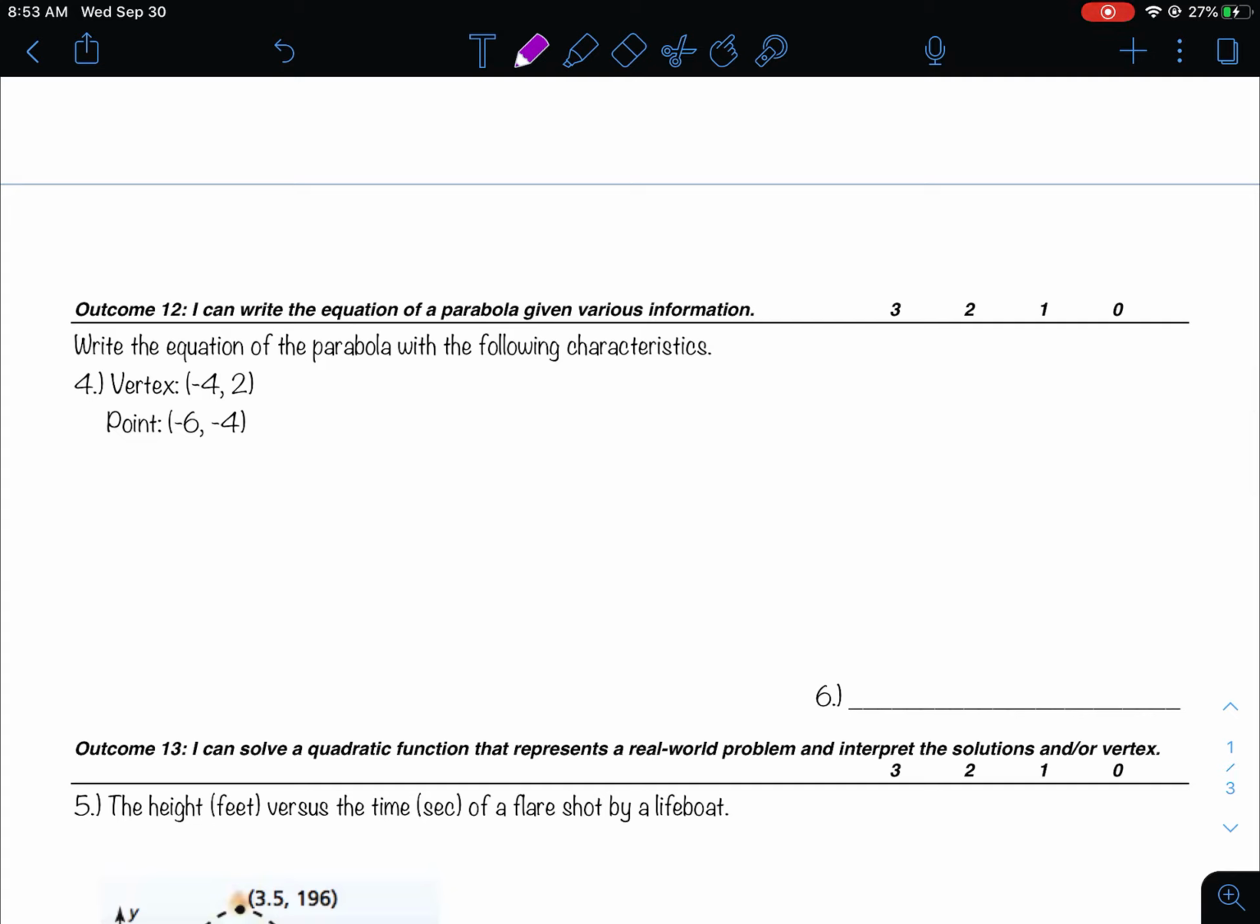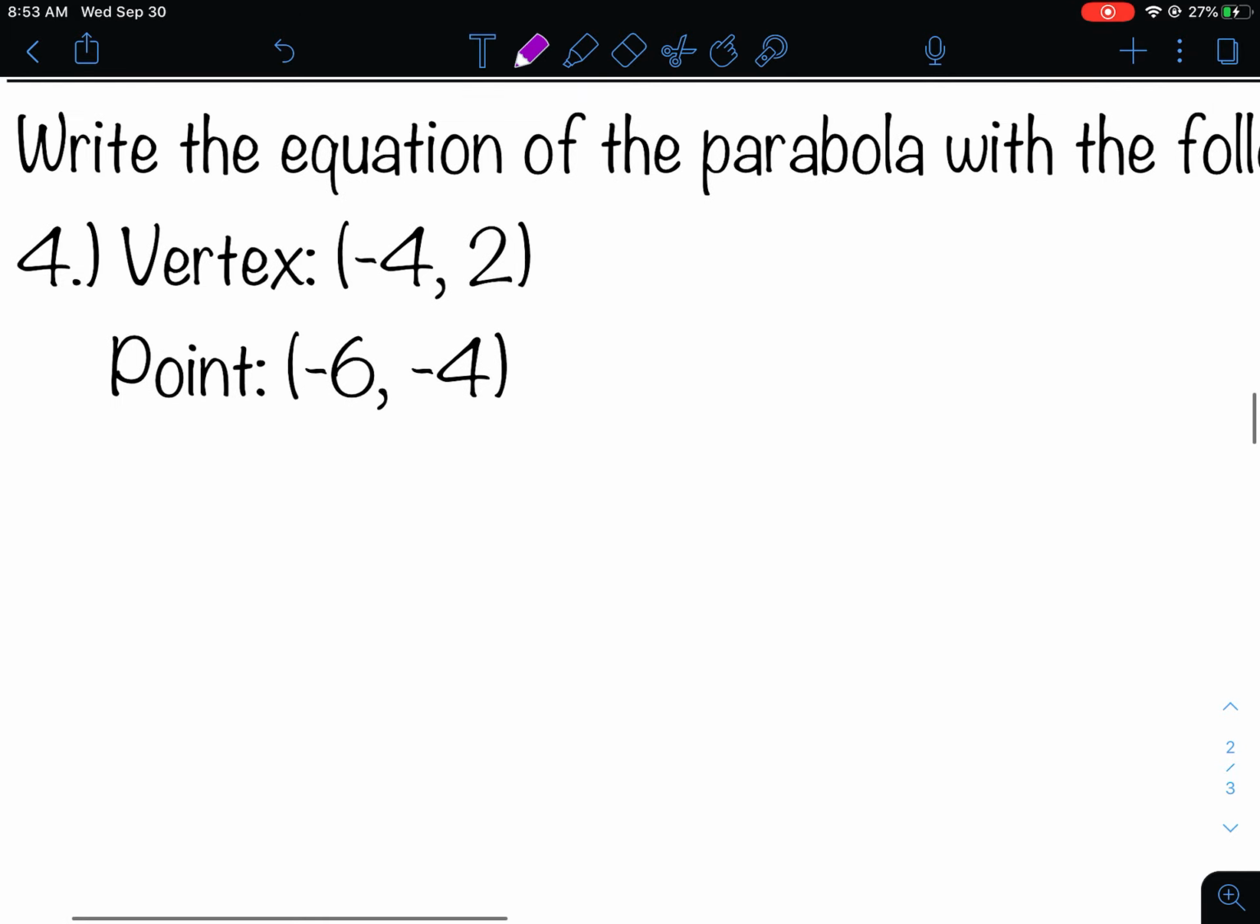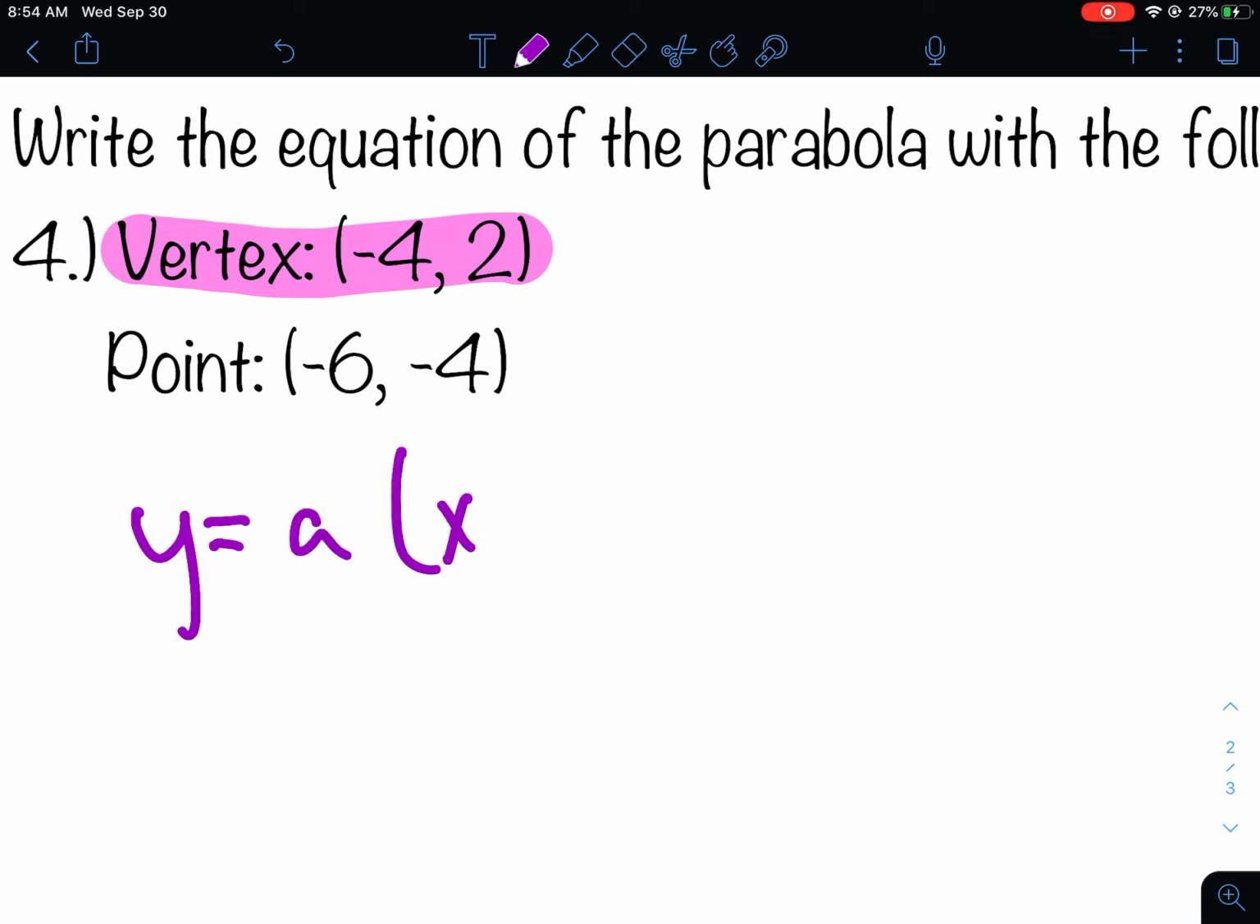Outcome 12 is now we're given nothing but a couple points, and we have to come up with the equation. Now, unlike the previous one, we don't have to actually graph these, but we do have to find the equation. You can write your equation in standard form, vertex form, or intercept form. It all really depends on what they give you. But since they're giving you the vertex, I highly recommend that you use vertex form. Vertex form, if you remember, is y equals a(x minus h) squared plus k.